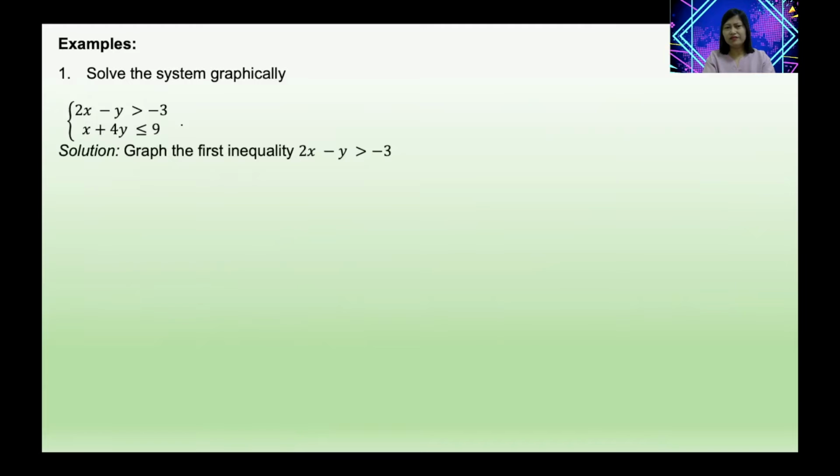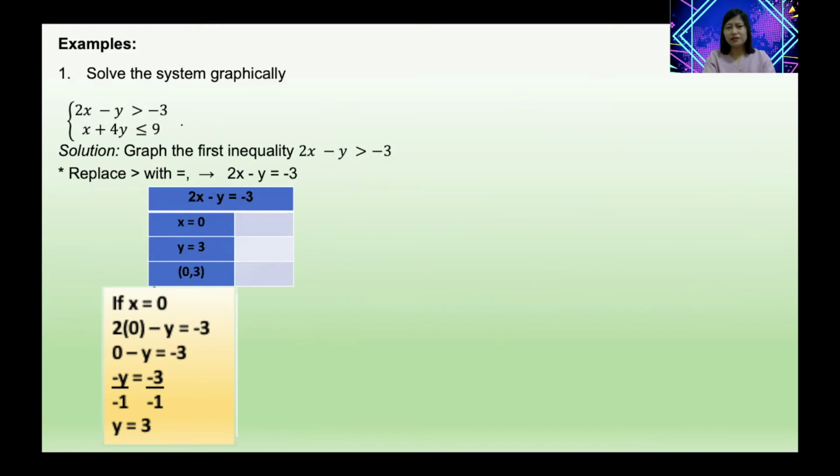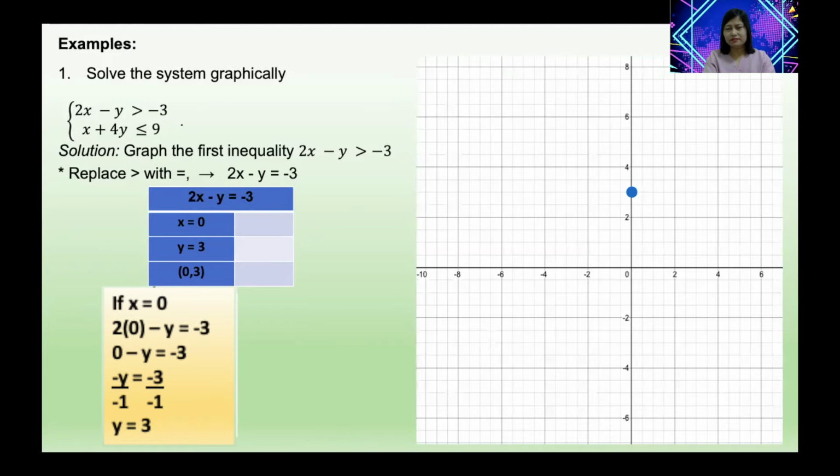Solution: graph the first inequality. So we will replace the inequality symbol with equal sign. So we have 2x minus y is equal to -3. Here, we will use the intercept method in graphing. So we will find the x and y intercepts. So if x is 0, our y is 3. So we have (0, 3). We plot (0, 3). We have here our y-intercept, (0, 3).